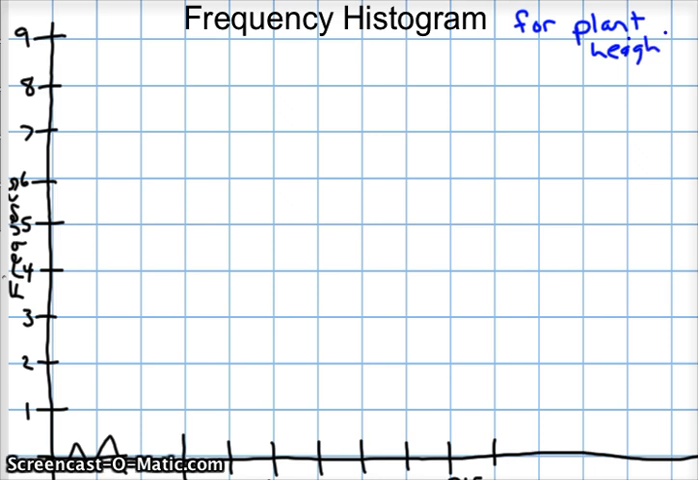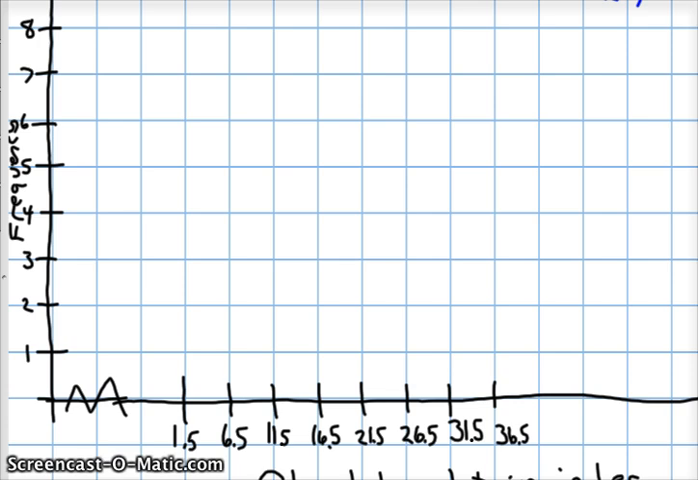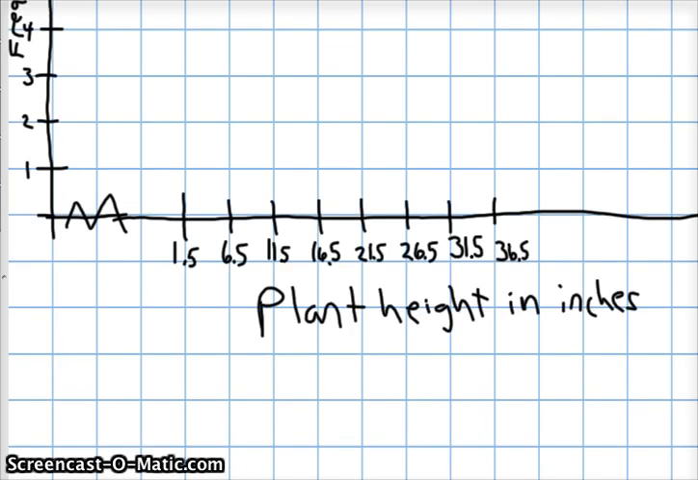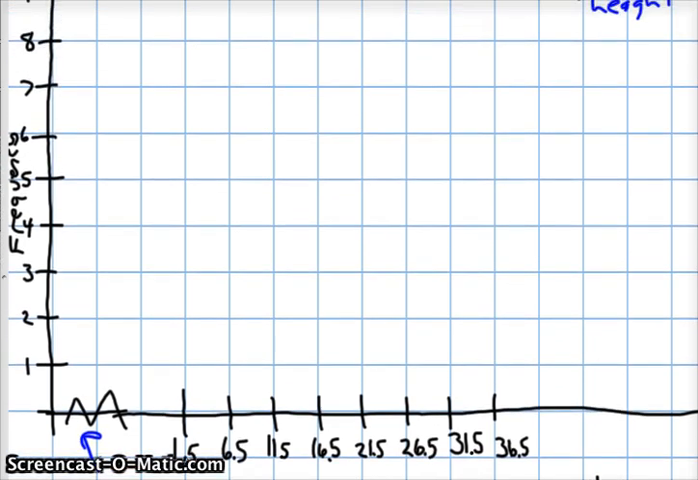We'll give it a title. And we've got our X-axis labeled with the lower class limits. And notice I have a little break here. So we break it and we start at 1.5. Then we go 6.5, 11.5. So all of my lower class limits are listed. I also labeled it: this is plant height in inches on the x-axis.